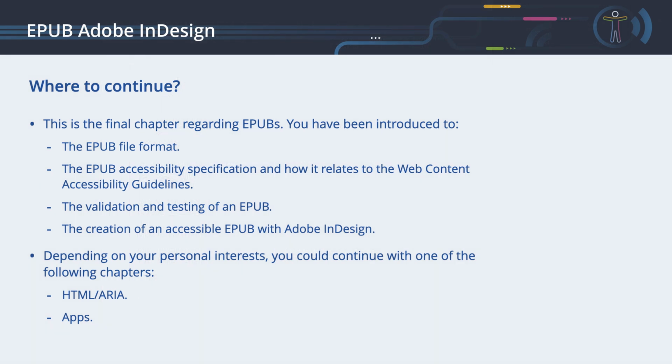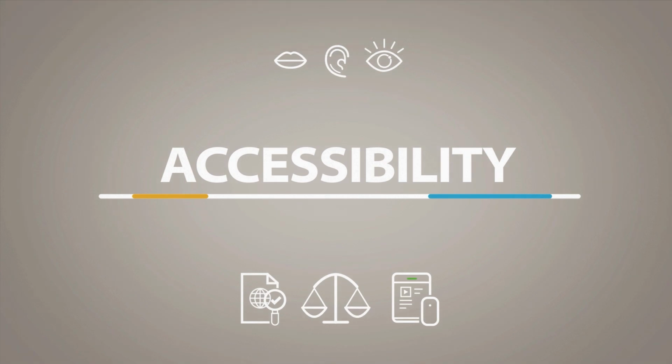Where to continue? This is the final chapter regarding EPUBs. You have been introduced to the EPUB file format, the EPUB accessibility specification and how it relates to the Web Content Accessibility Guidelines, the validation and testing of an EPUB, and the creation of an accessible EPUB with Adobe InDesign. Depending on your personal interests, you could continue with one of the following chapters: Introduction to Web Standards, Apps, Accessibility.